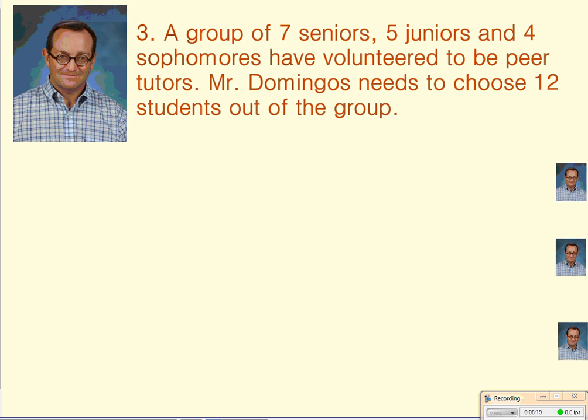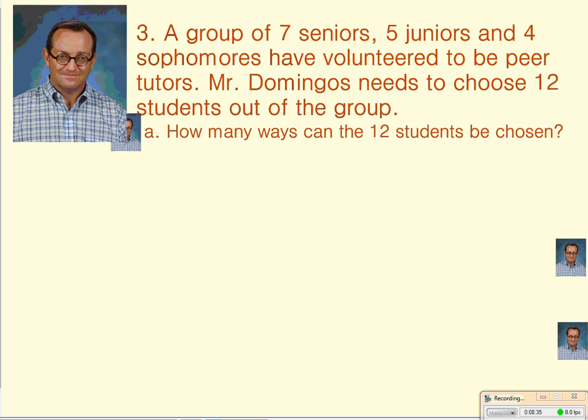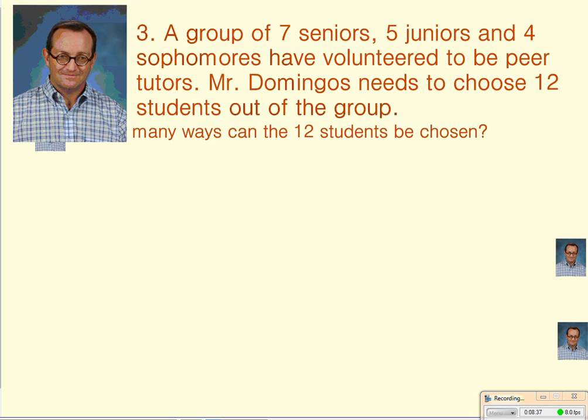So a group of 7 seniors, 5 juniors, and 4 sophomores have volunteered to be peer tutors. Mr. Domingos needs to choose 12 students out of the group. So you need to pick 12. It doesn't matter if you get picked first or 12th, you're still a tutor. So how many different ways can we do that? So let's take a look. How many different ways can the 12 students be chosen?